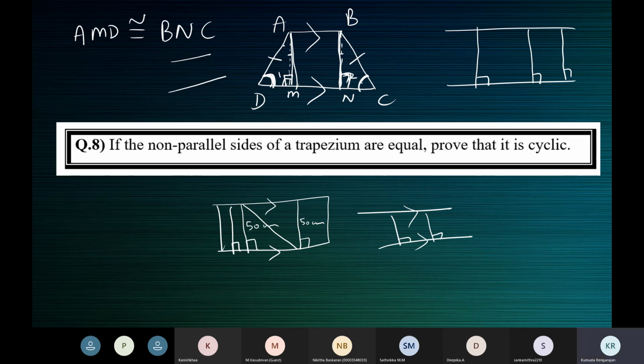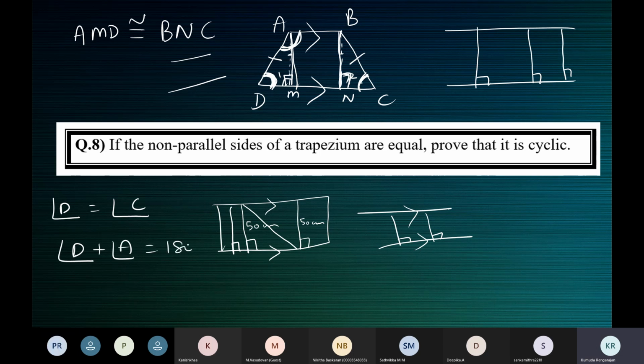But we know that this angle plus this angle is 180 because co-interior angles are supplementary. Let me call this angle A, this one angle D, and this one angle C. Now, the result we got by congruency is angle D is equal to angle C. But angle D plus angle A is 180.